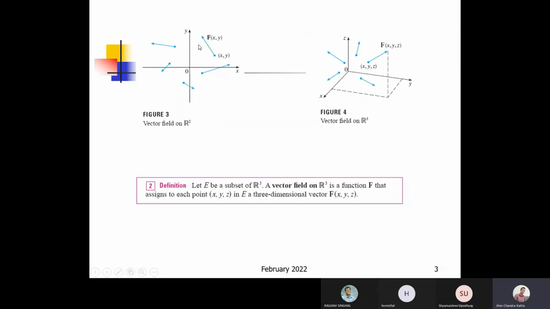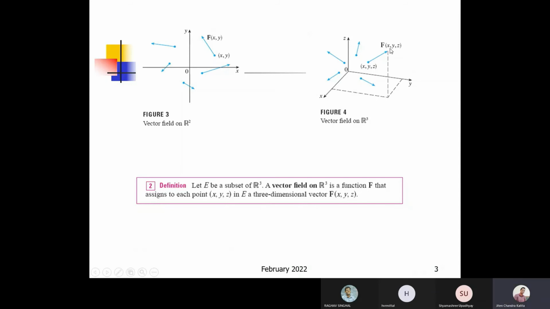Say, for example, this is in 2D. I'm considering maybe the whole of R2, and for each point in R2, through some formula, I'm going to show you some typical formulas later on, we have defined a vector at each point. Similarly, here in 3D, at each point, I'm defining a vector. Okay, fine. So basically, what is going to happen here? If I consider this vector at the point x, y, z.